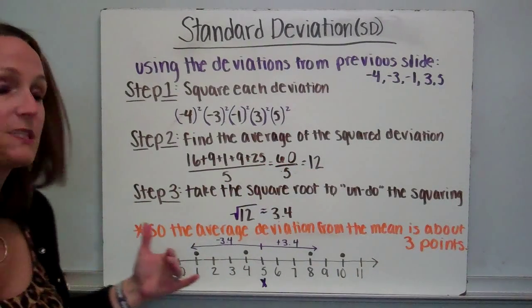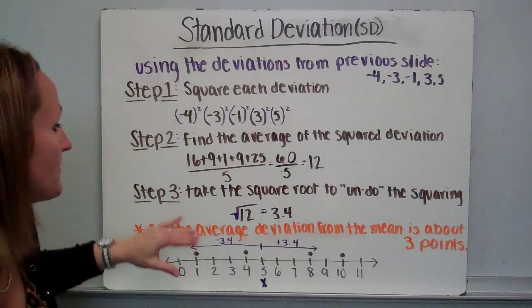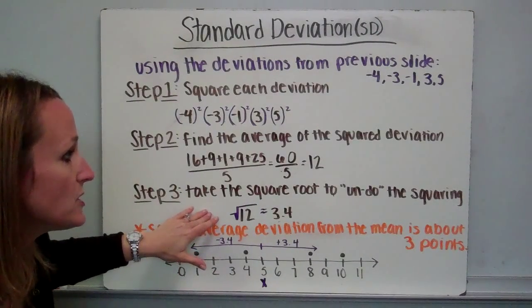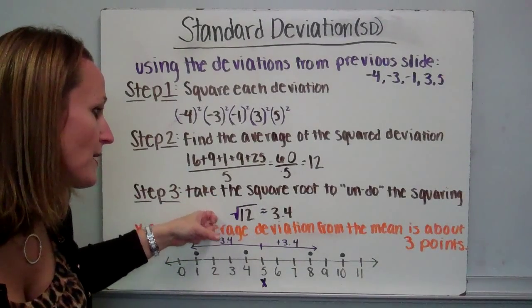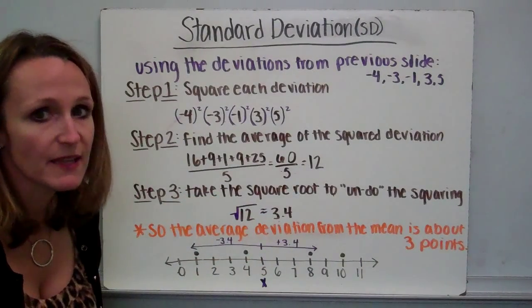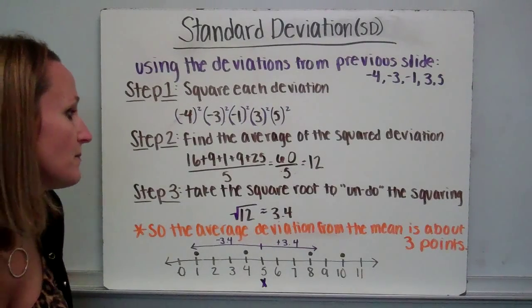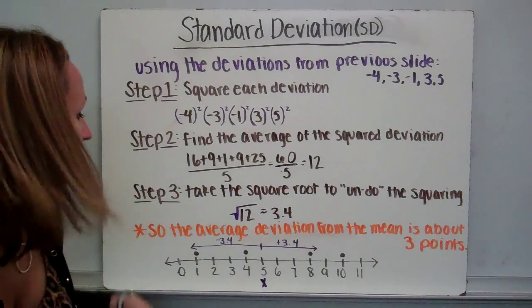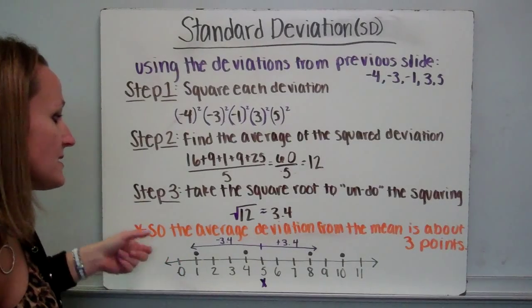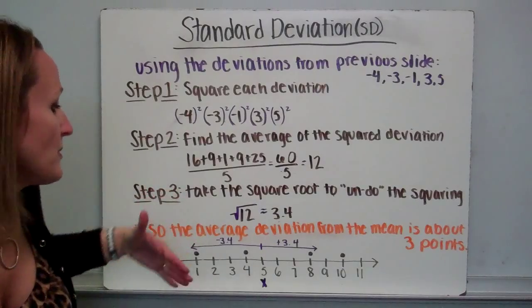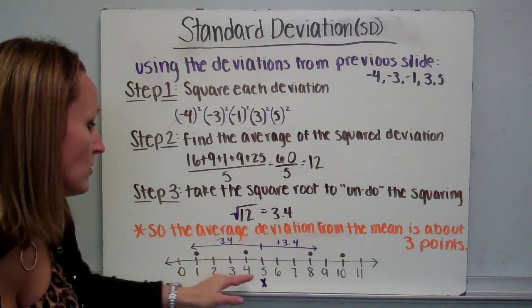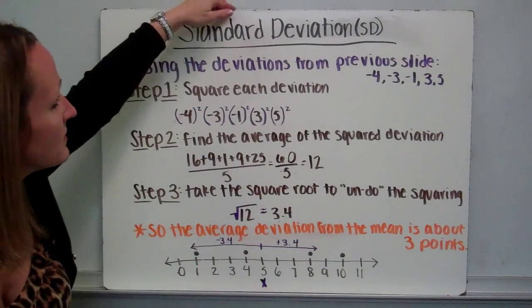Now, we have one more step, unlike when we did the mean absolute deviation. This time we're going to take the square root to undo all the squaring we did. Well, when we take the square root of 12, we get 3.4, which is slightly higher than the 3.2 we got on the previous slide, but it still tells us that the average deviation is about 3 points. It's just slightly over 3 points, above or below the mean of 5.